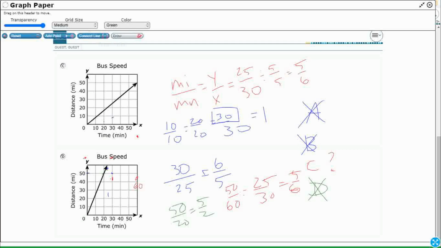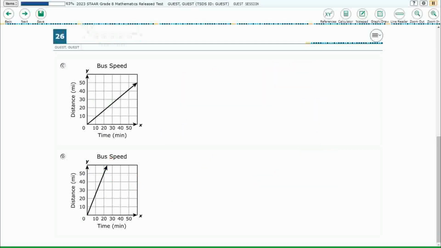All right. So after looking at all of that, we've got our 25 over 30 right there. My answer is going to be C.